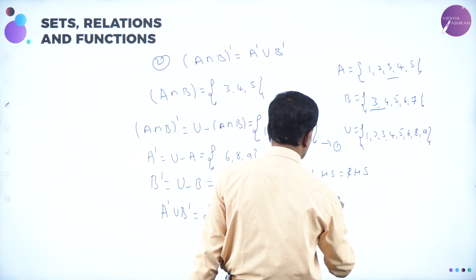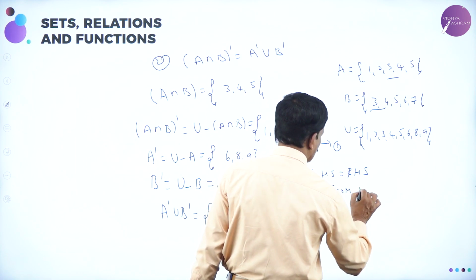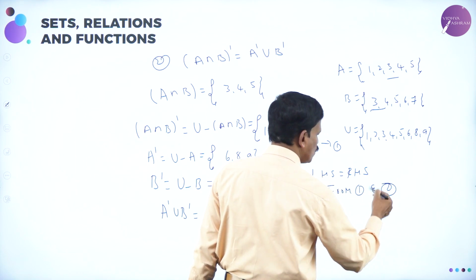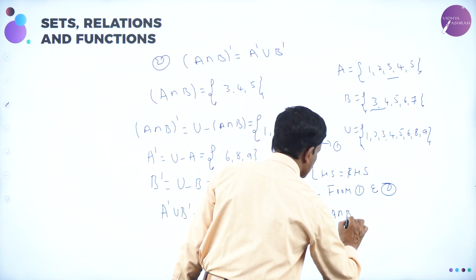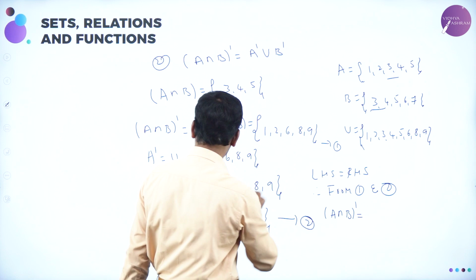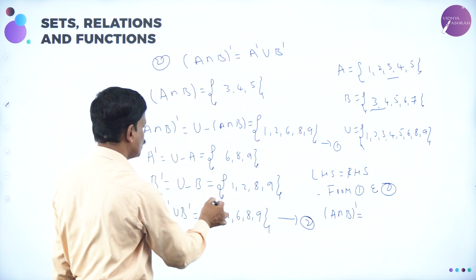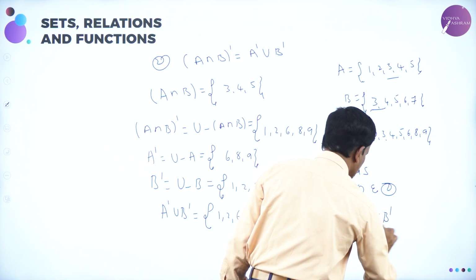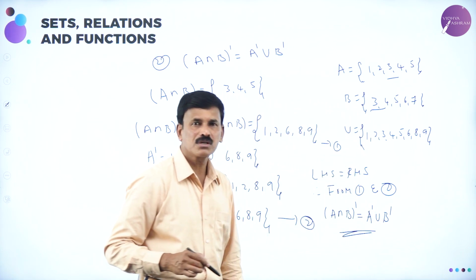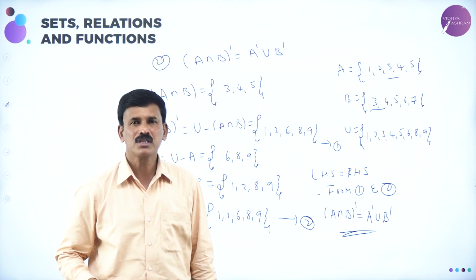So, therefore, from 1 and 2, LHS is equal to RHS. What is the conclusion? The De Morgan law, A intersection B whole dash is also equal to A dash union B dash. This is how we are going to solve the problems using De Morgan's law.